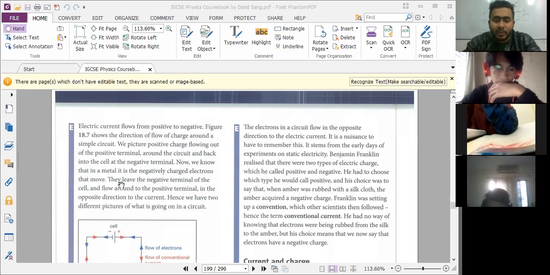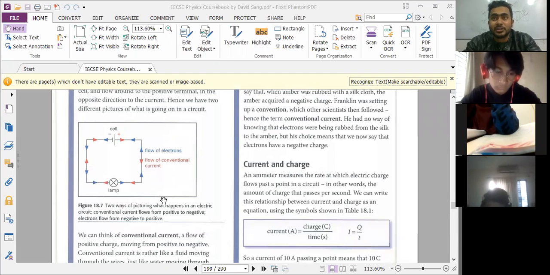They leave the negative terminal of the cell and flow around to the positive terminal in the opposite direction to the current. Hence, we have two different pictures of what is going on in the circuit. Two different pictures. One, electron is moving, and another one, current is moving. Right? So two different pictures.